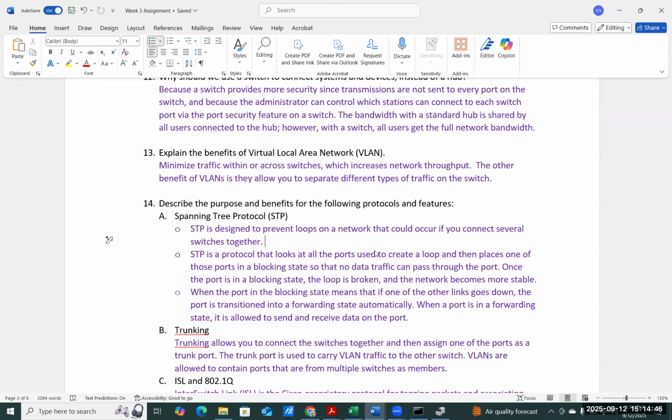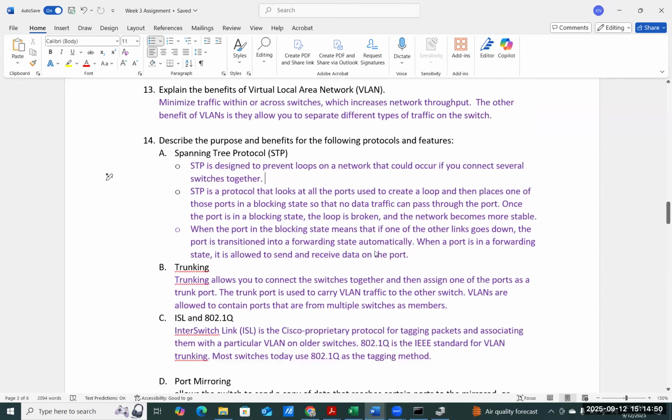Then when you're dealing with VLAN, sometimes you would see trunking. And trunking is more of an older technology, I believe. I think a lot of the switches now move away from this, but when we do Packet Tracer, you're going to see some of this too. So trunking allows you to connect the switches together. I think when we say connect the switches together, it means to configure the switches to be connected.